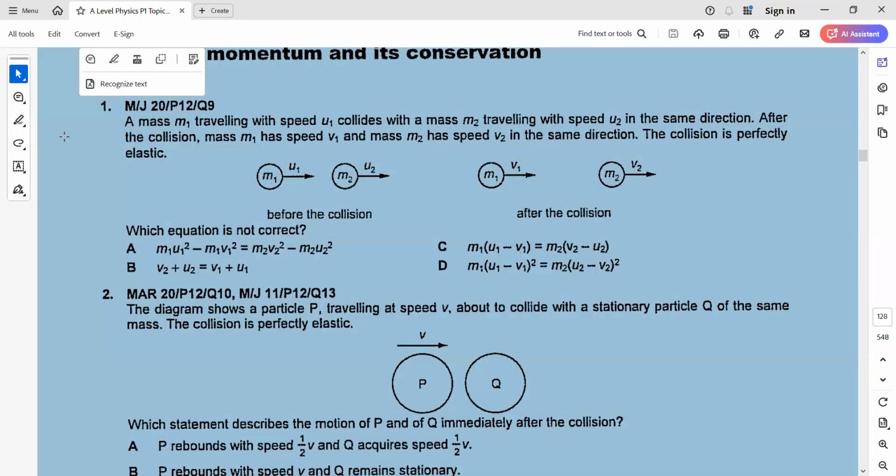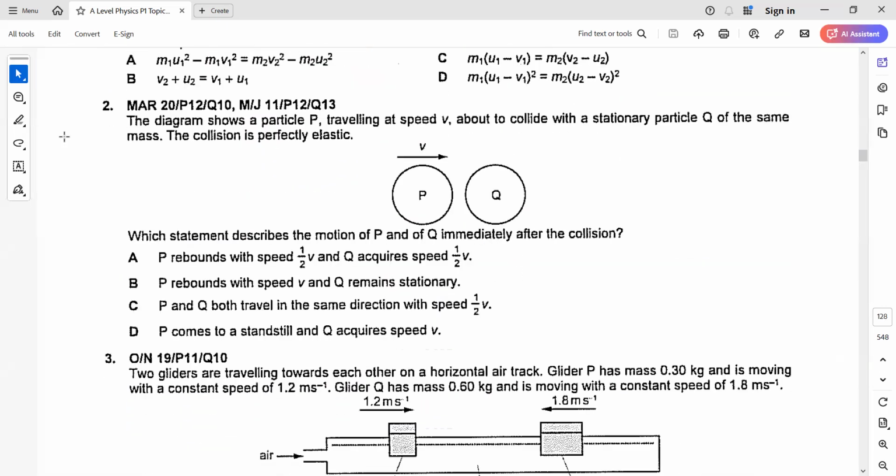Okay, let's try another question here. It says the diagram shows a particle P traveling at speed V about to collide with a stationary particle Q of the same mass. Well, that's very simple. If this goes on to hit something which has the same mass, both let's say are 10 grams, and this was stationary, once they collide, what happens? This guy has to stop and this should move with V, right, if it is an elastic collision. Do we have that statement, rebound, travel? It has to be standstill. So I'll go with D, because there is no loss or gain of energy.